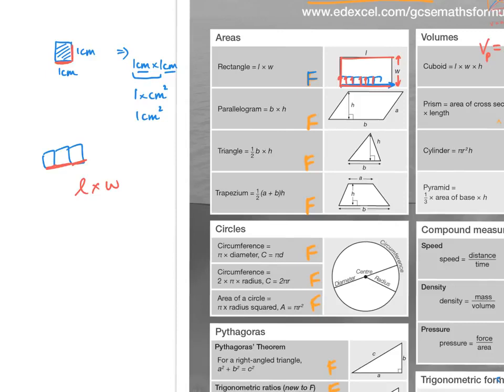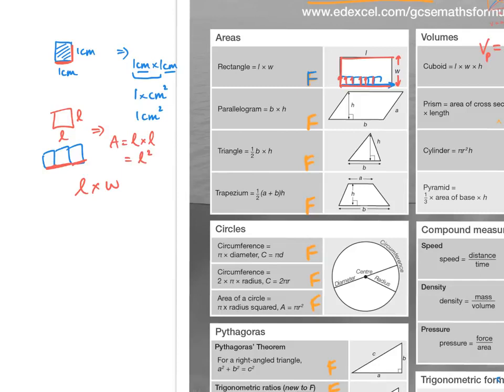Now in the case of a square, the length and the width are the same. So if you wanted the area of a square which measured, and let's just make one, L by L, then the area would be just L times L, which is L squared.